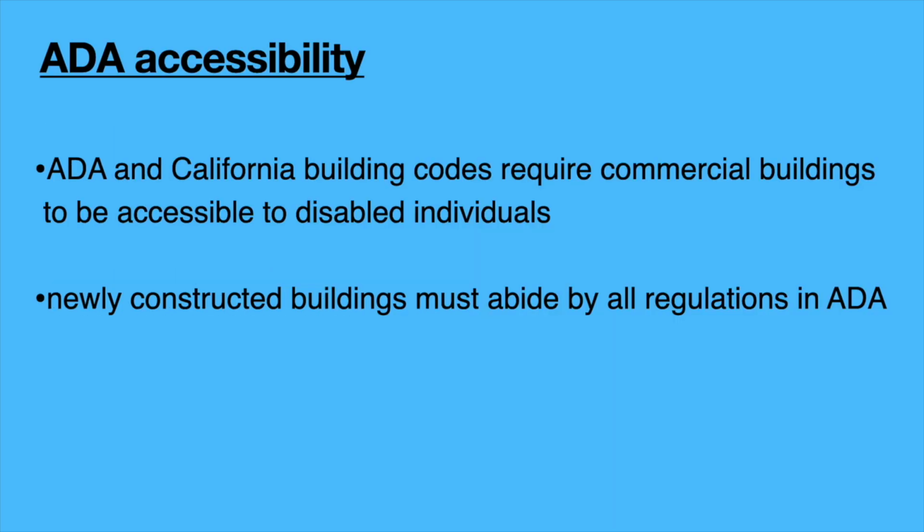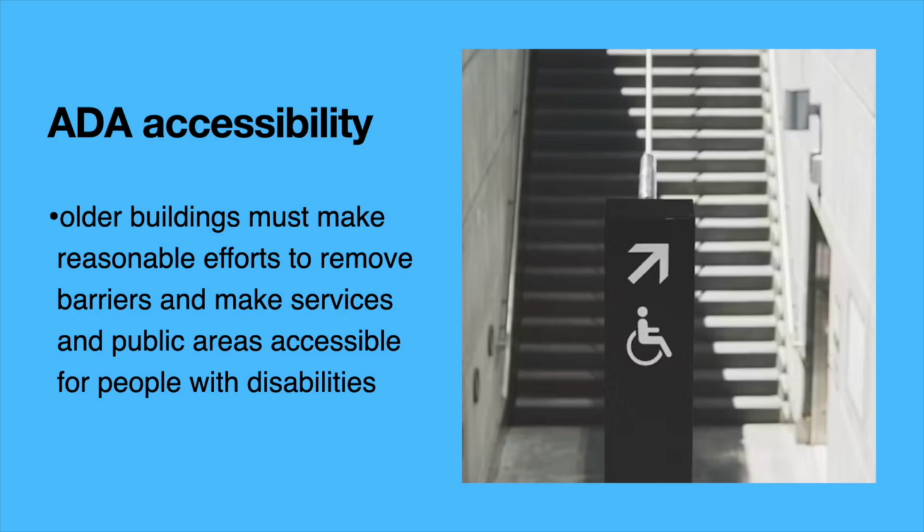The Americans with Disabilities Act, ADA, and California building codes require commercial buildings to be accessible to disabled individuals, such as those who use wheelchairs. Newly constructed buildings must abide by all regulations in the ADA. Older buildings must make reasonable efforts to remove barriers and make service in public areas accessible for people with disabilities.